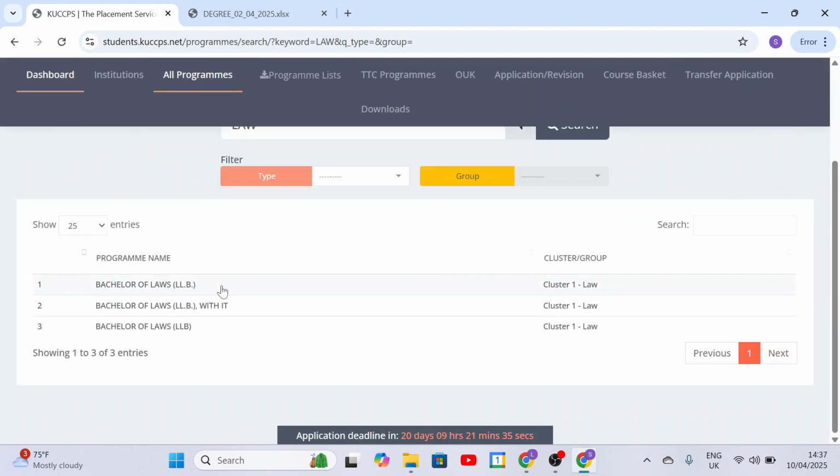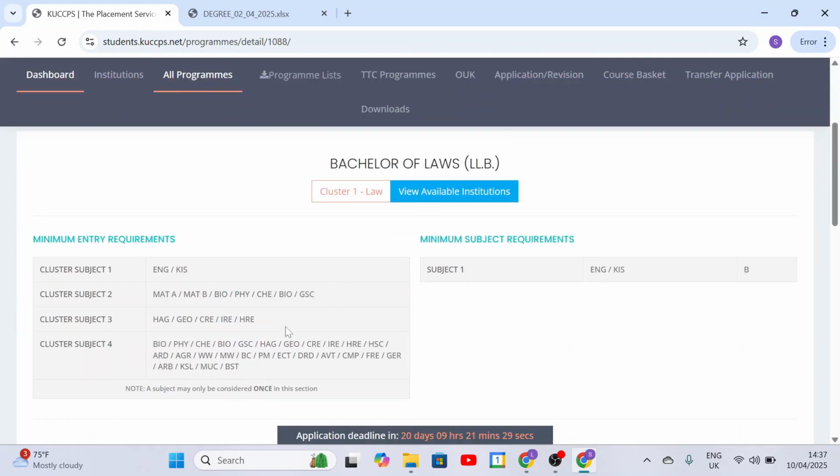So when you go to law, we have a bachelor of laws here. Once we see it, we have a change of minimum entry requirements. You just have to have English or Kiswahili, then mathematics, biology, physics. They will pick one here, then the cluster subject they will pick another. We had done an exclusive video about this, that's why I don't want to get into the details. You can watch the video that I had already uploaded, and you will understand what exactly we mean here. But the minimum subject entry here is English or Kiswahili.